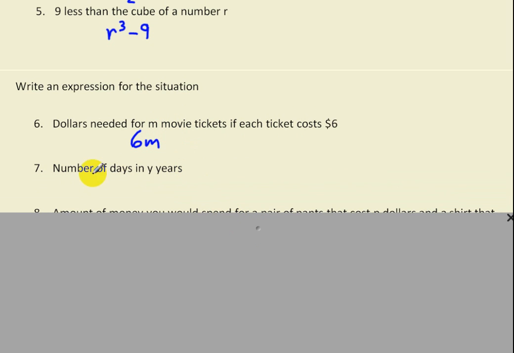Number 7, number of days in y years. Well, we know that each year has 365 days. And so if we take 365 times the number of years, y, that will tell us the number of days in those years.